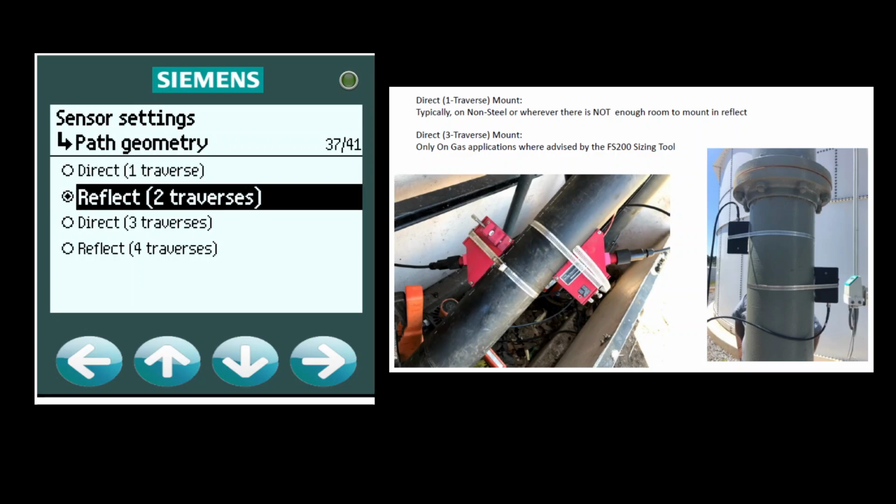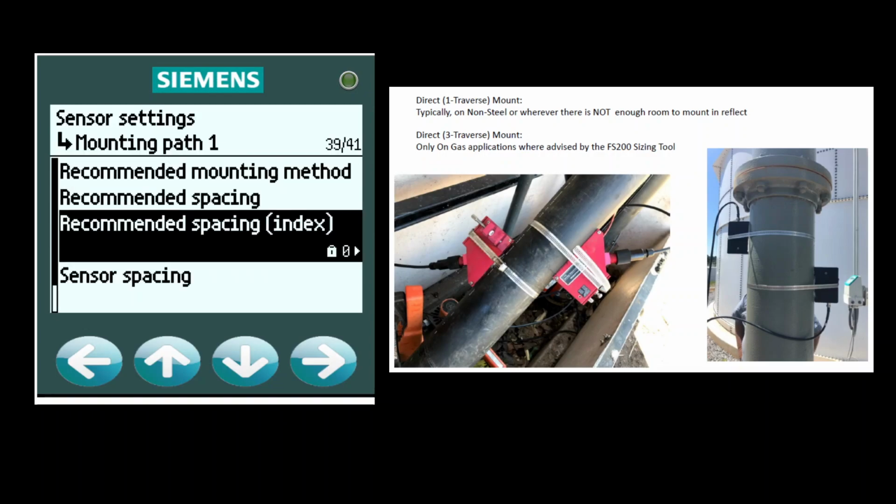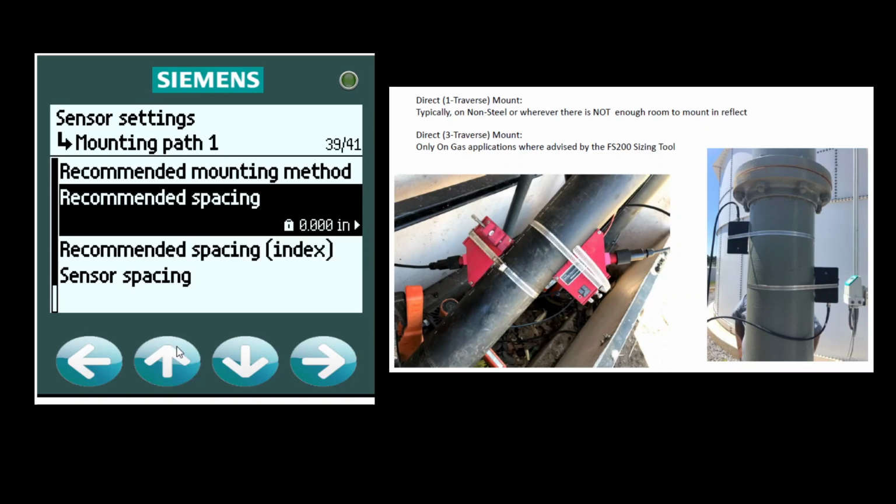So after you make your selection, hit the right arrow, and you're going to be given 2 ways to space out the sensor on the pipe, either through mounting index, which utilizes the spacer bar, or the recommended spacing in inches.